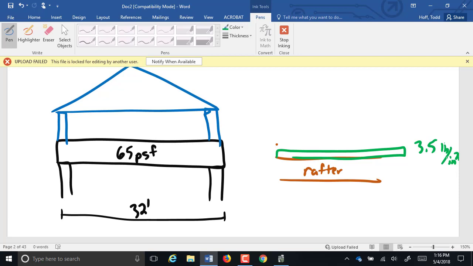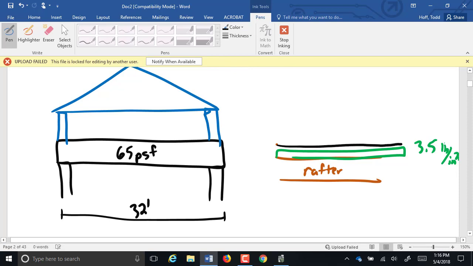So what goes on above that? Tar paper goes next. Tar paper usually goes about, well, what pound do you use? 15, 25? 25 is 0.25 pounds per square foot. I don't know why I put square inches down here. It should be square foot.